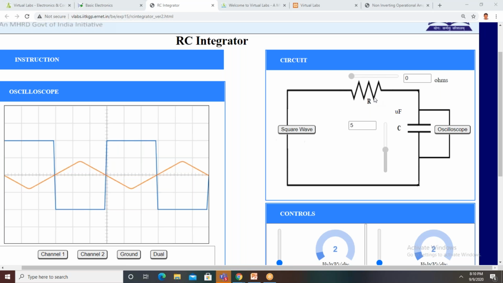Isn't it? Is it clear, ma? Yes, sir. Anyhow, I'm not concentrating much on the theory part. I'm explaining the practical oriented part only.